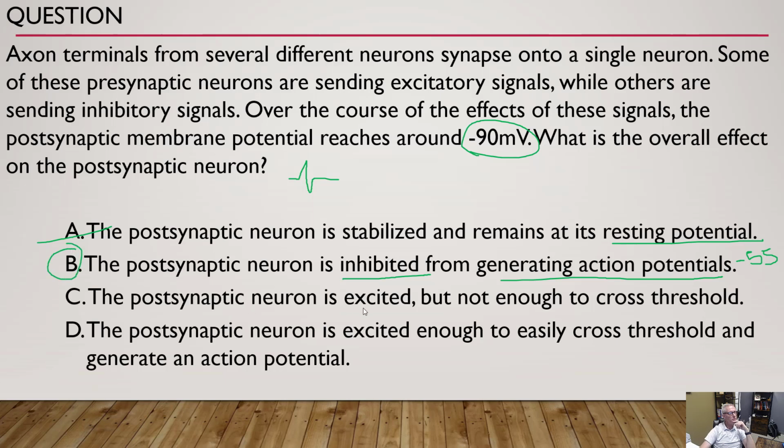The postsynaptic neuron is excited, but not enough to cross threshold. In this case, we'd have to be between negative 70 and negative 55. Negative 90 does not fall between there. The postsynaptic neuron is excited enough to easily cross threshold and generate an action potential. That would have to be somewhere greater than negative 55. Negative 90 is much less, so B is going to be our answer.